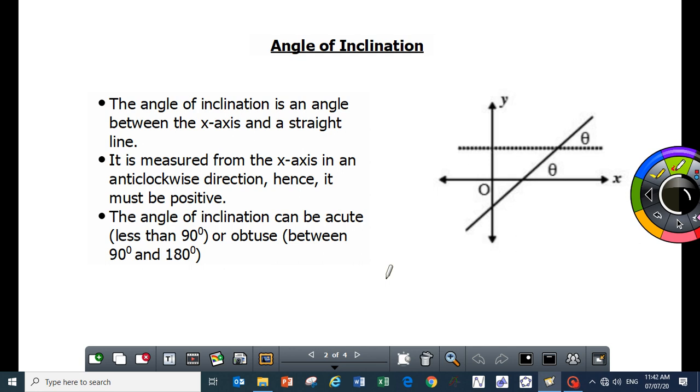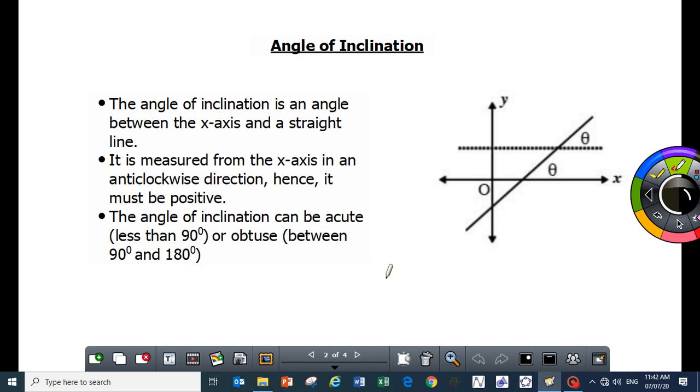understanding. Now you need to know that the angle of inclination is an angle between the x-axis and a straight line, and it is measured from the x-axis in an anti-clockwise direction. So if I draw my Cartesian plane like that, and if I draw a straight line, my angle of inclination, there's only one here, which will be that angle there. And we represent that angle by the Greek letter theta.